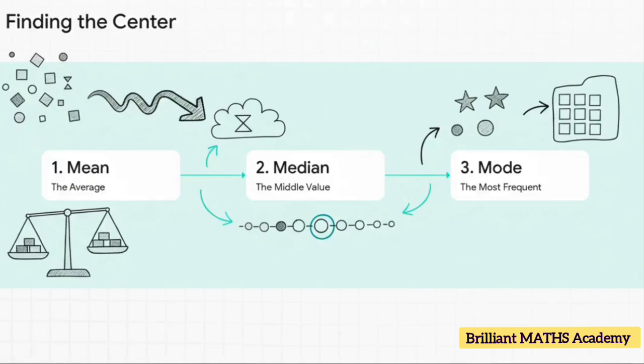The mean is just the good old average. The median is the value smack dab in the middle when you line everything up. And the mode is simply the one that shows up most often. Each one gives us a slightly different snapshot of the data's center.